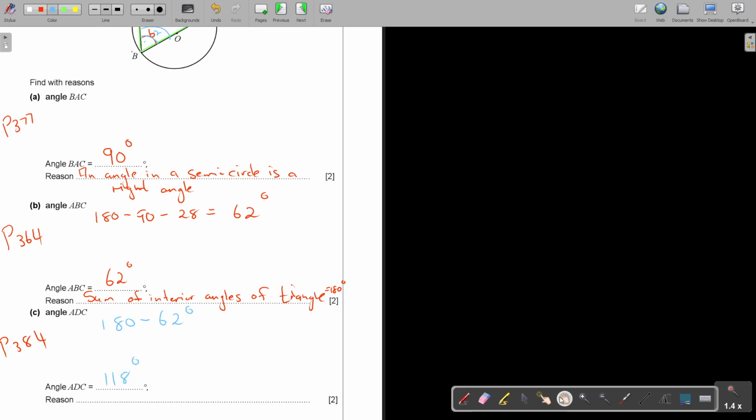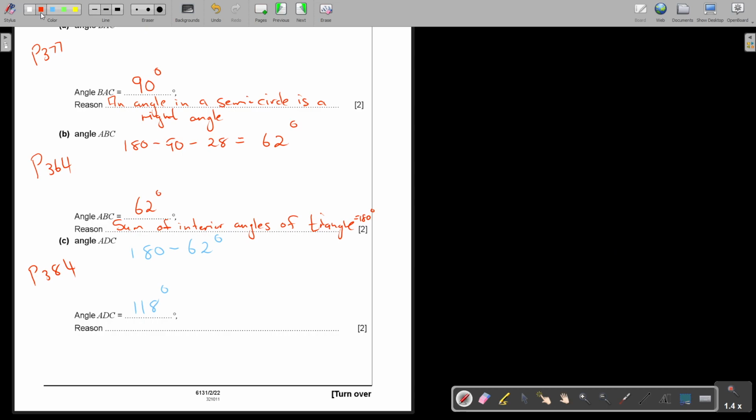And the reason I'm going to write here is angles in opposite segments of a cyclic quadrilateral, or supplementary. Or you can say they add up to 180 degrees. Okay, let's go to that exam report.